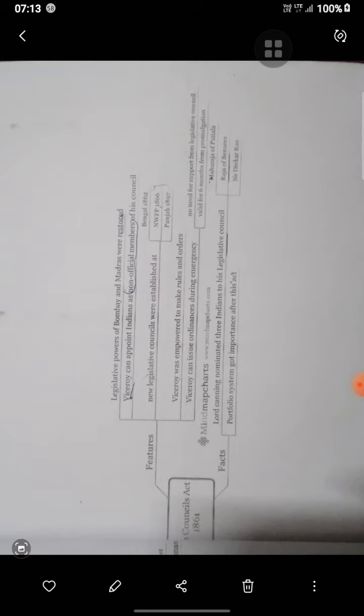Next one, the Council of India Act. The legislative powers of Bombay and Madras were restored. The Viceroy could appoint Indians as non-official members of his council. New Legislative Councils were established: Bengal in 1862, the North-Western Frontier in 1866, and Punjab in 1893. The Viceroy was empowered to make rules and orders. The Viceroy could issue ordinances during an emergency, with no need for support from the Legislative Council, valid for 6 months.